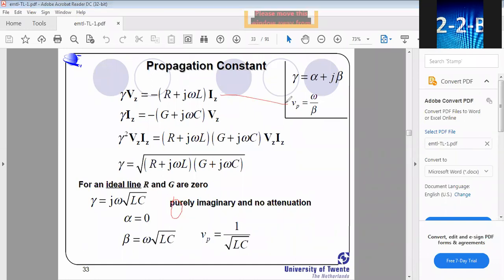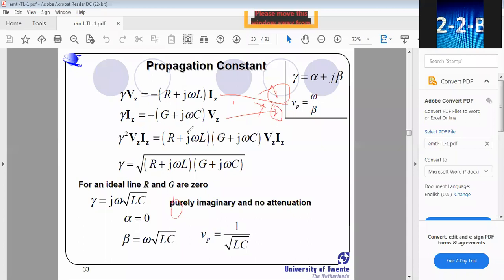Let us consider this is equation one, and this is equation two. In the previous case, to define characteristic impedance, we simply divided equation one by equation two. But for the definition of propagation constant, I am multiplying one into two. For the characteristic impedance, one by two. For propagation constant, one into two.